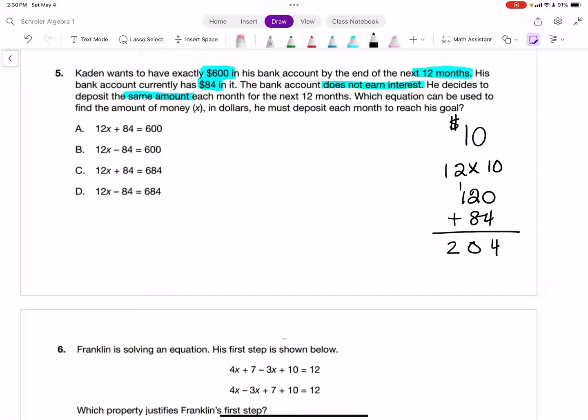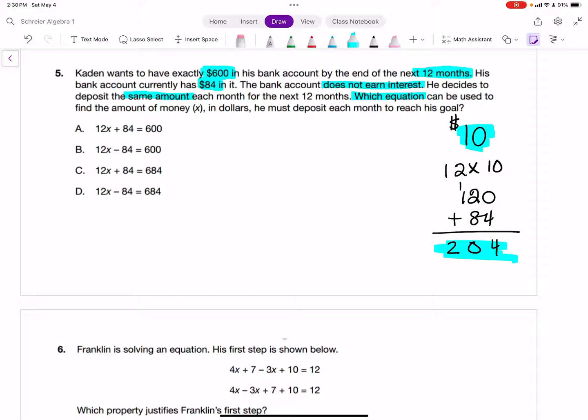So he wants to save more than $10 a month. But that's not the question. It says which equation can be used to find the total amount of money, X in dollars, he must deposit each month to reach his goal. Well, we know that he already has $84 in his account. So that would be part of the equation. His goal is the 600.